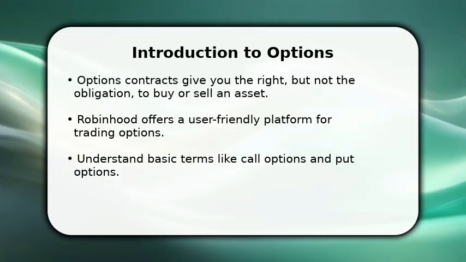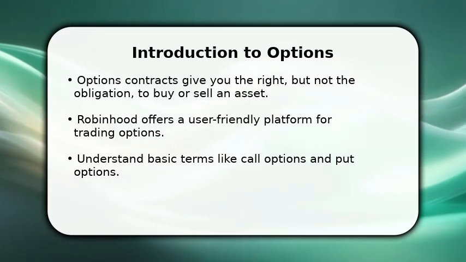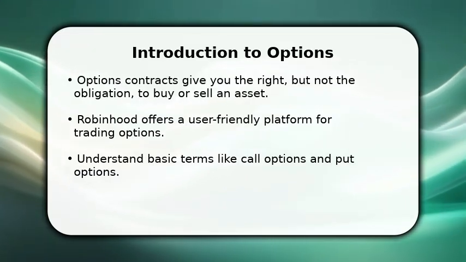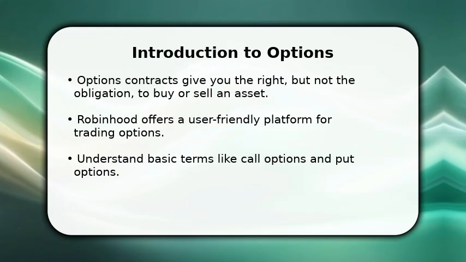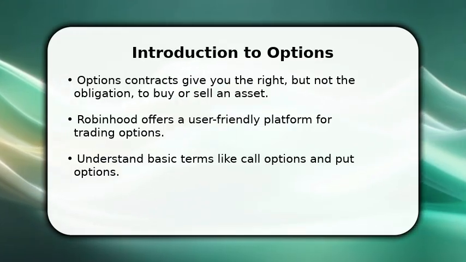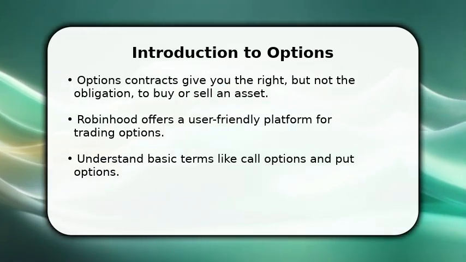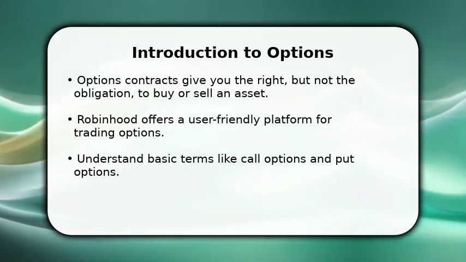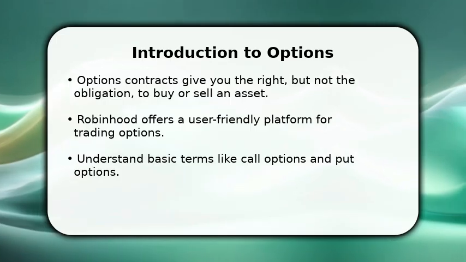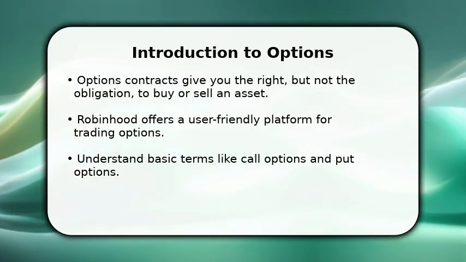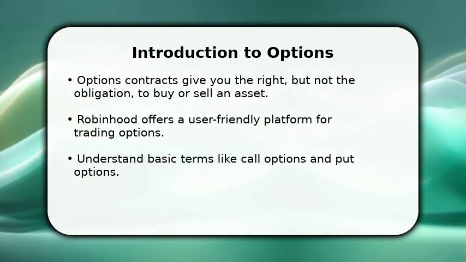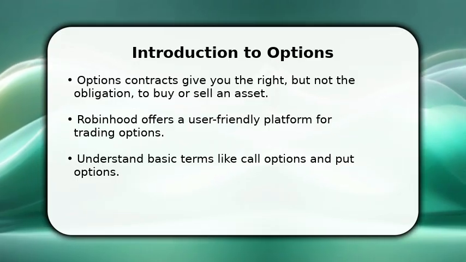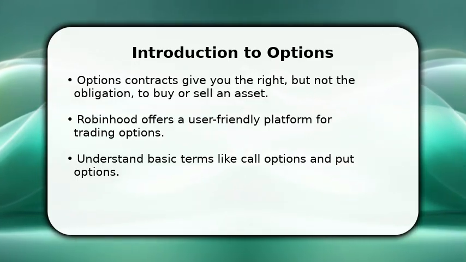In this video, I will explain how to trade options on Robinhood for beginners. First, let's cover the basics of what options are and how they work. Options contracts give you the right, but not the obligation, to buy or sell an underlying asset at a specific price by a certain date. Robinhood makes it accessible, but it's crucial to grasp the fundamentals before you start. We'll explore key terms like call and put options and how they function in the market.